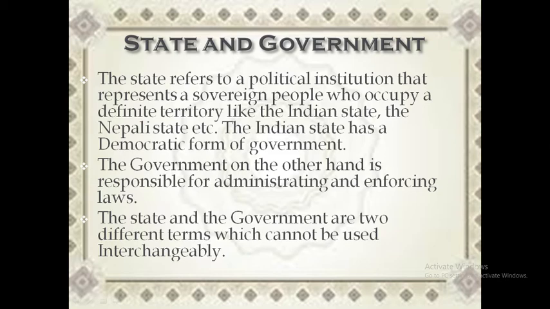The government, on the other hand, is responsible for administering and enforcing laws. Government means the group of people elected by the people who administer and enforce laws. The state and the government are two different terms which cannot be used interchangeably. That is, where we need to use the term state, we cannot use the term government, and where we need to use the term government, we cannot use the term state.